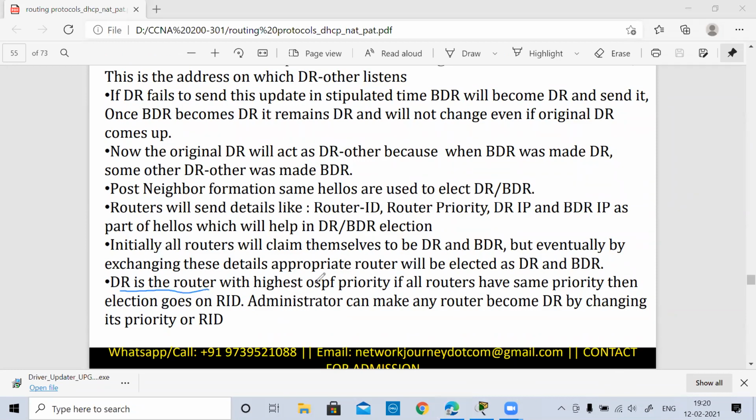So the DR is the router with the highest OSPF priority. If all the routers have the same priority, then the election goes on the router ID. And router ID is the one which we said is the highest loopback IP, and if there is no loopback configured, then the highest active interface IP. Because we saw the default priority is set to 1, if all the routers have the default priority set to 1, then the next parameter which will be evaluated will be the router ID. The administrator can make any router become DR by changing its priority. It is possible to change.